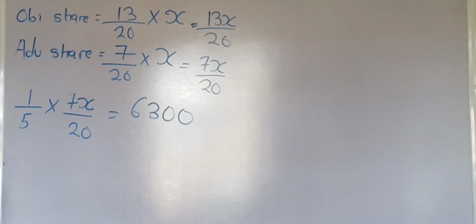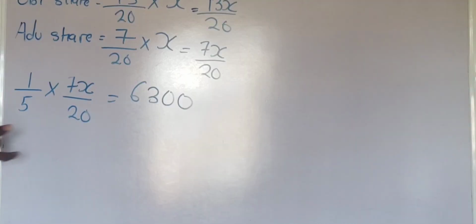Now, we are told in the question that they share the value of the shop. The value signifies the money. They share the value of the shop in this ratio, 13 to 7. Having shared the value of the shop in this ratio, Audu sells 1/5 of his own share to Obi at the rate of 6,300. That's how I came about this. Just pay attention. Now we can easily determine the value of x from this equation.